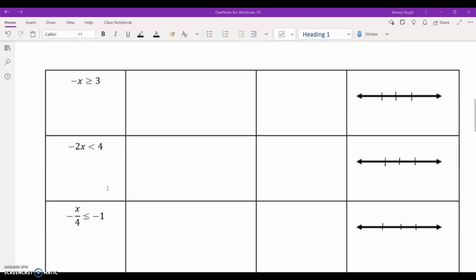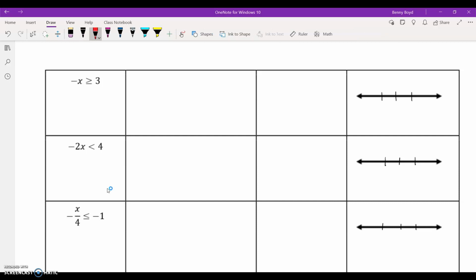Okay, let's move on to these next examples. So here we see -x is greater than or equal to 3. We need to get that x so that it's just x. Now, a quick reminder, if there's no number in front of that x, remember that represents a 1x or a -1x. So here we're going to need to divide by -1 before we can graph this.